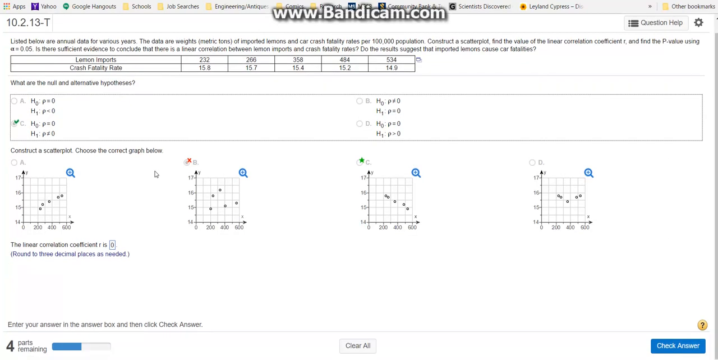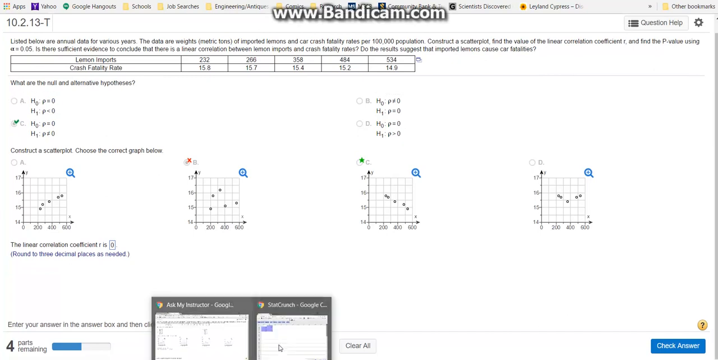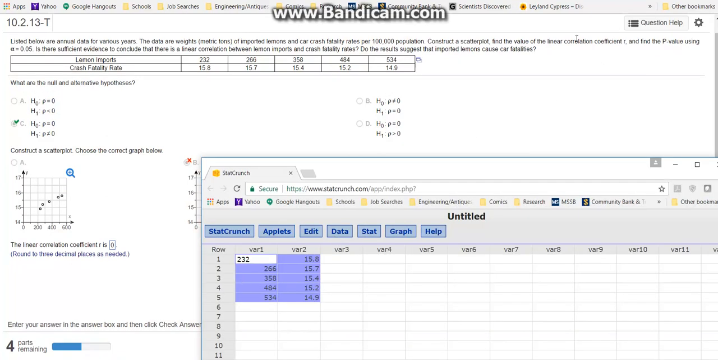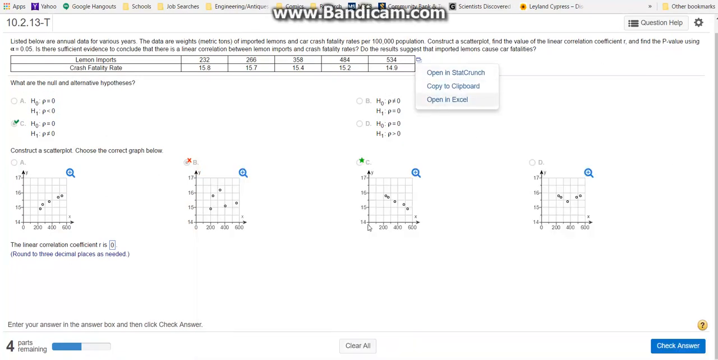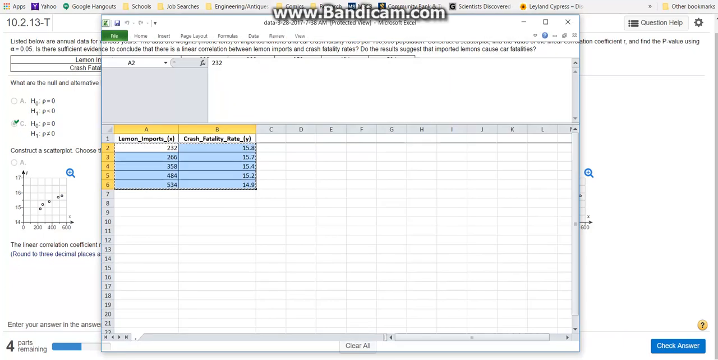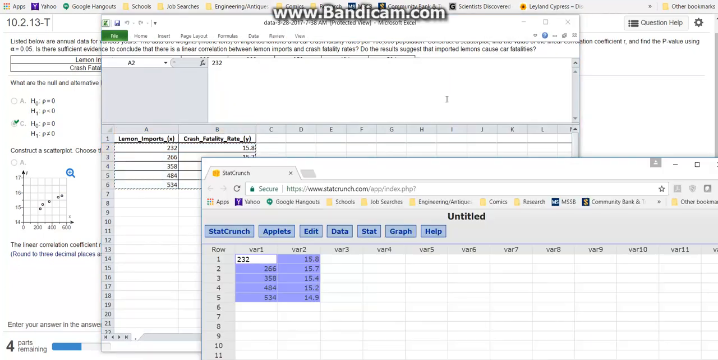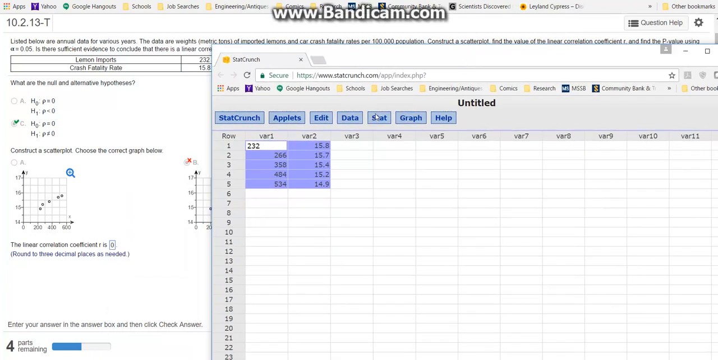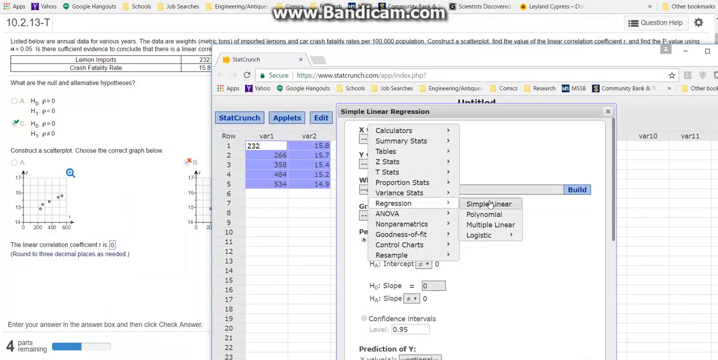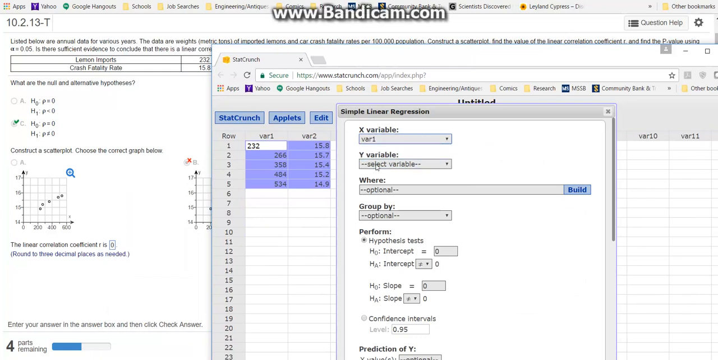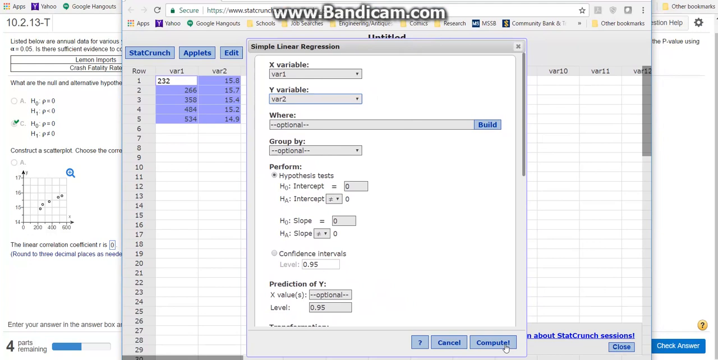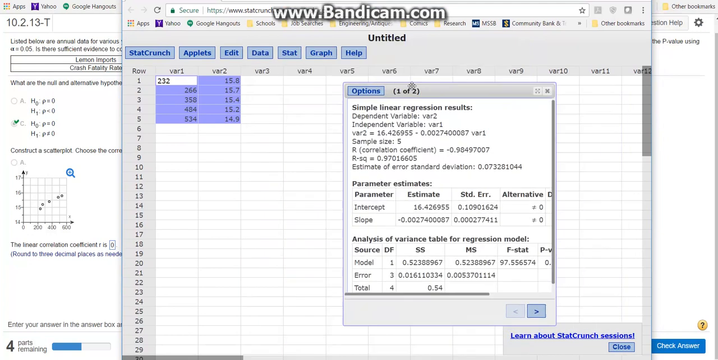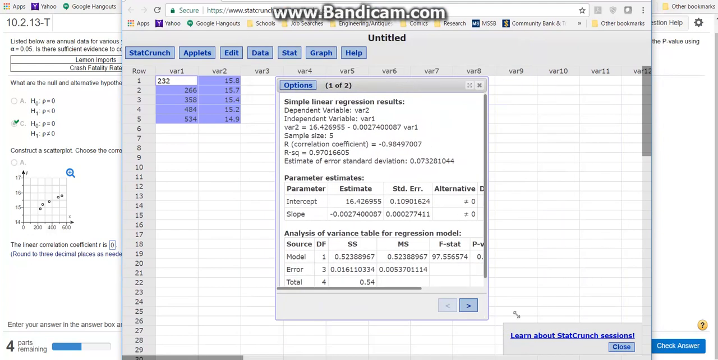The next thing they want us to do is to do a scatter plot. So using StatCrunch, that's very easy. If I open this data in Excel, I can then copy it into StatCrunch and then work on it from in here. So go to Stat, Regression, Simple Linear. X is var1, Y is var2. Compute. And I have a multitude of information here.